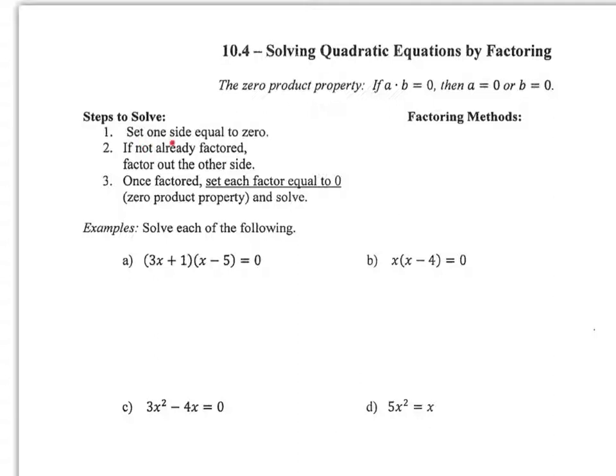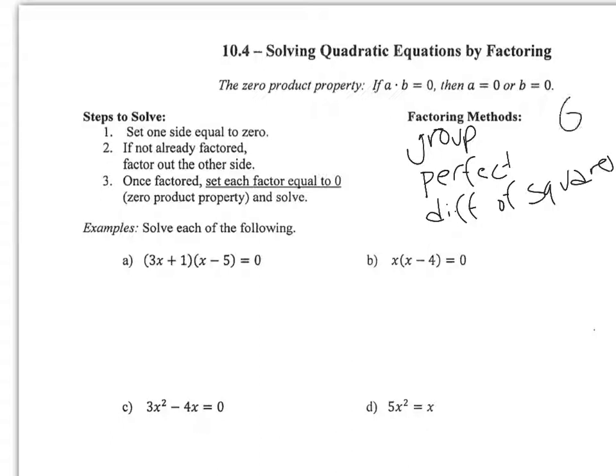So when you solve, you're going to set one side equal to 0. You're going to factor it if it's not already factored, and then once it's factored, you're going to set each factor equal to 0. So don't forget that you can have factoring methods as you can group, you can have perfect square trinomials, you can have difference of squares, you can have the greatest common factor. So just factor it like we did in chapter 9.